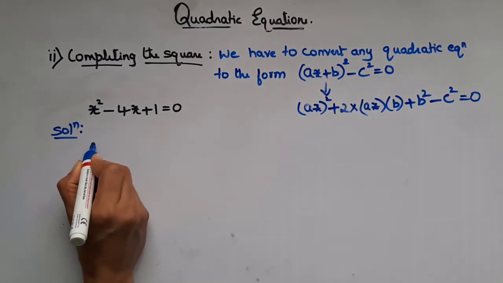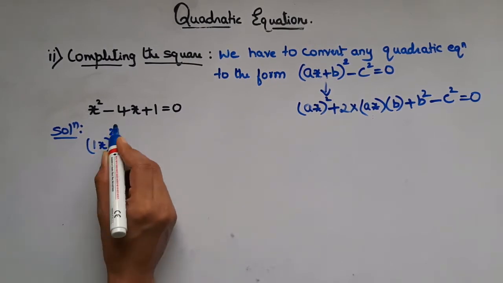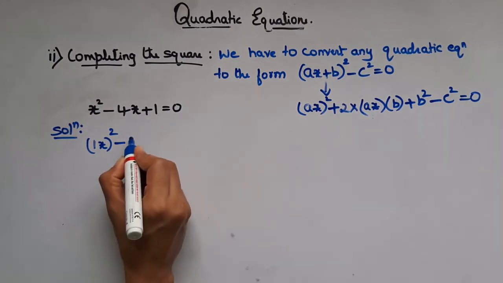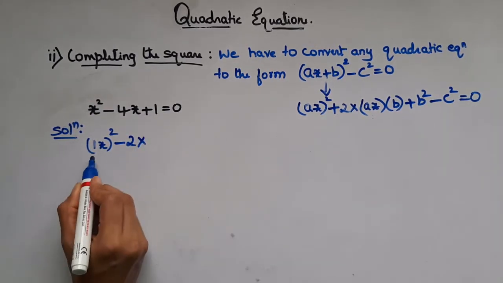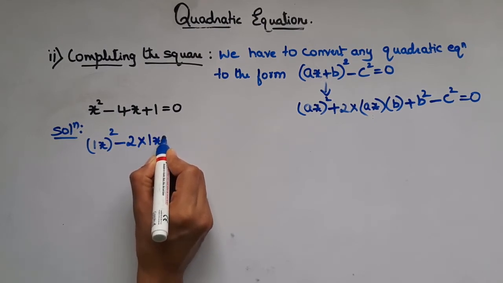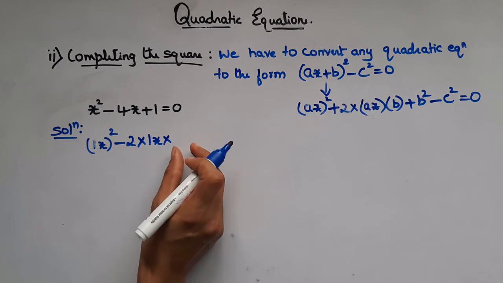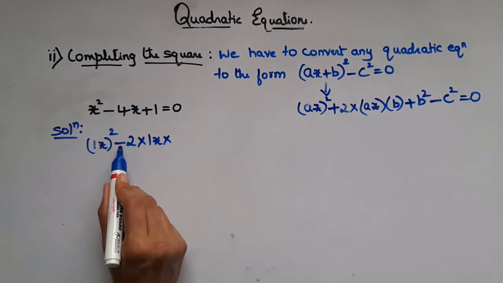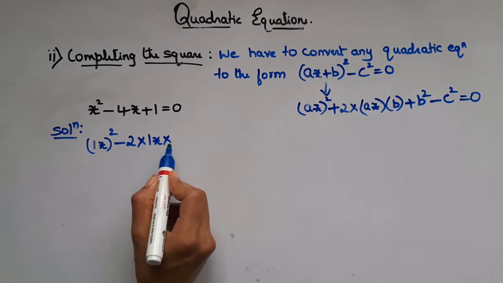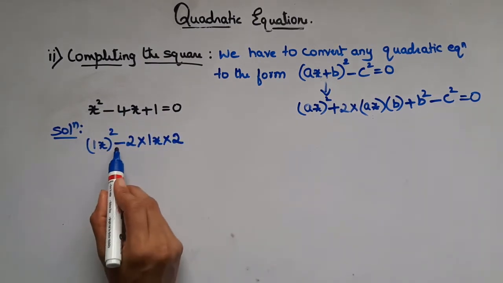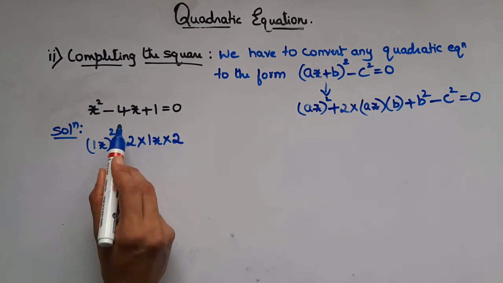So here we have 1 into x, right? So x square minus 2 into a into b. So 2 into a is this, 1 into x, right? Here b, with what number if you multiply will you get minus 4x? So we have minus 2x into what number will give you minus 4x? So 2 into 2, right? So minus 2 twos are 4, into x is 4x.